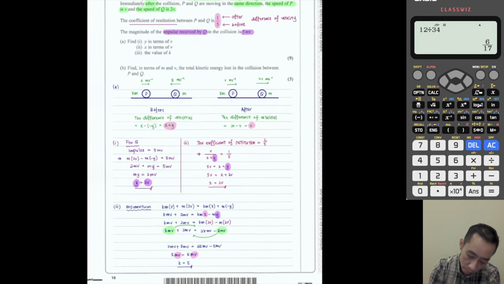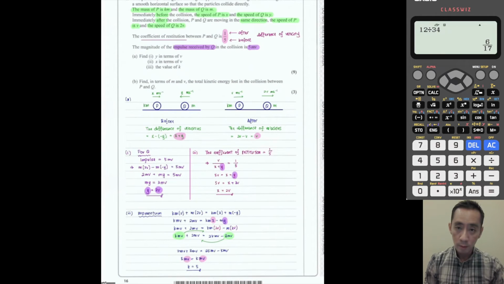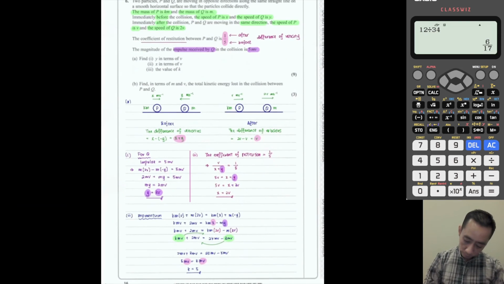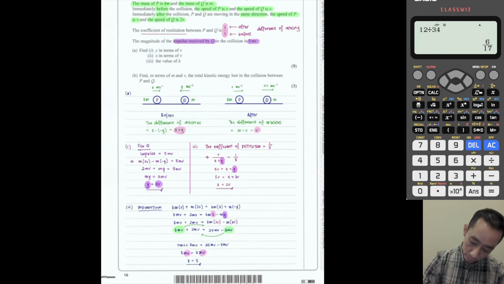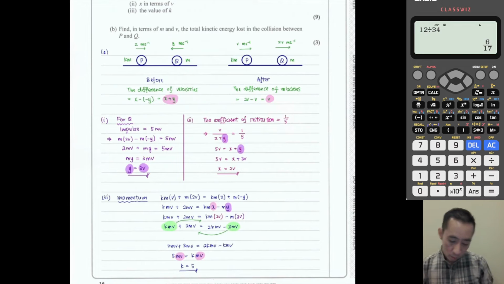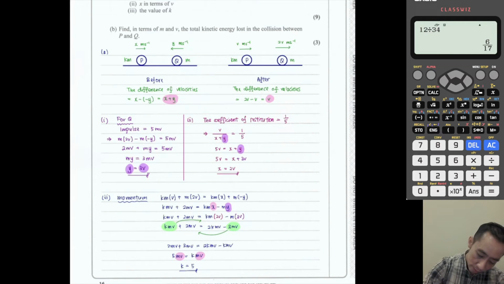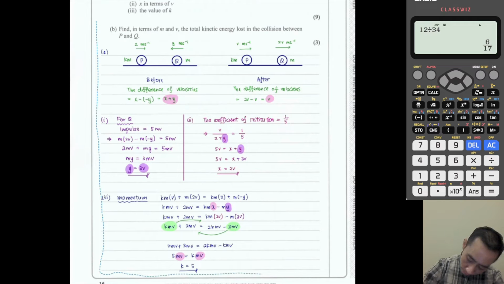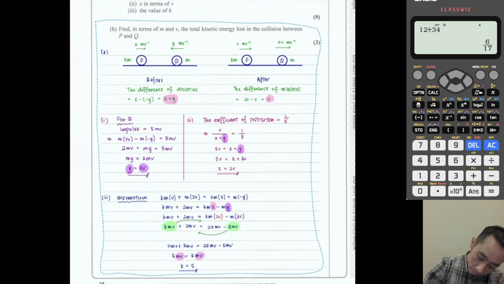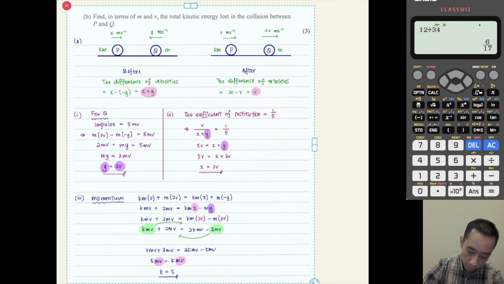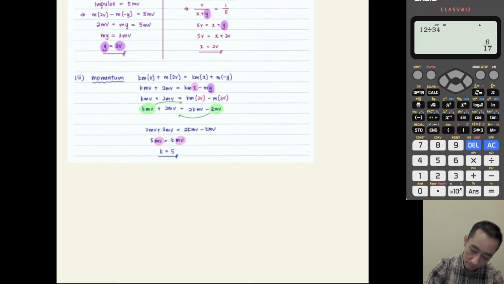So this is for part A. Okay, so now let's see for B. Not enough space here. So for B, we need to find, in terms of M and D, the total kinetic energy loss in this system here. So now let me copy this whole thing to the second page, so that we do not need to flip here and there. Okay, so just leave it like this. Now for second part B.